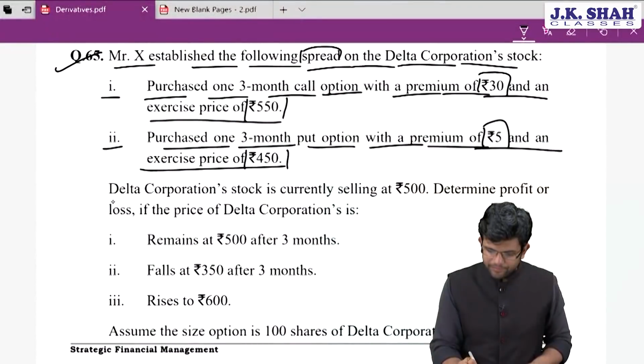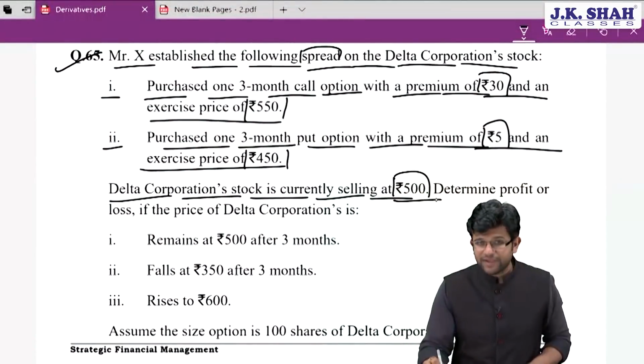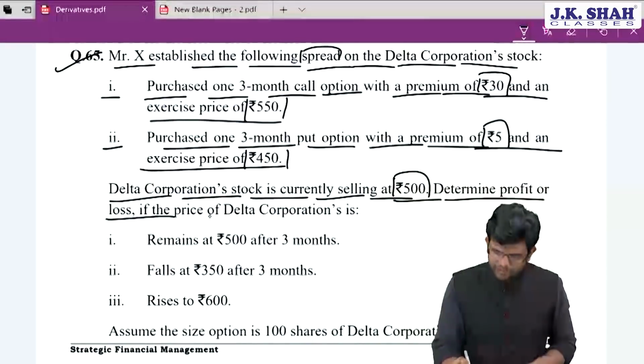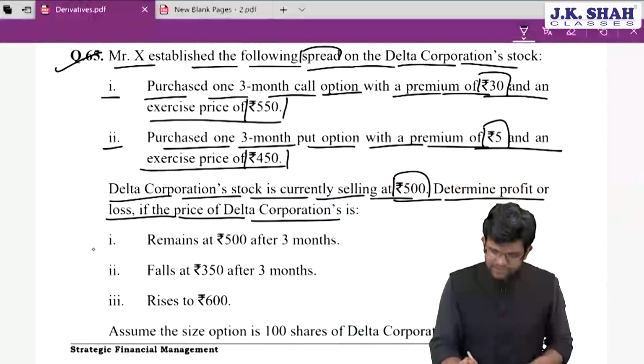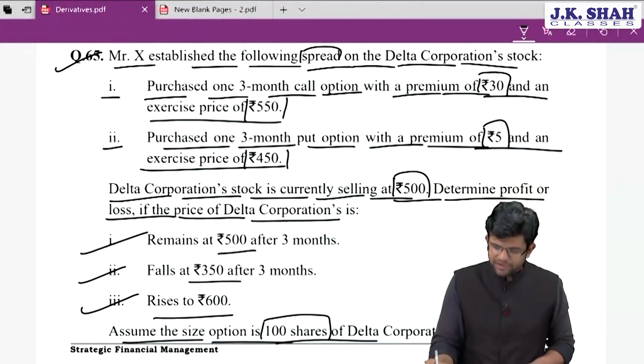Next, let's go ahead. Delta Corporation stock is currently selling at rupees 500. This is S0. Determine profit or loss if the price of the Delta stock remains at 500 after 3 months, falls to 350 after 3 months, rises to 600 after 3 months. Assume the size of the option is 100 shares of Delta Corporation.